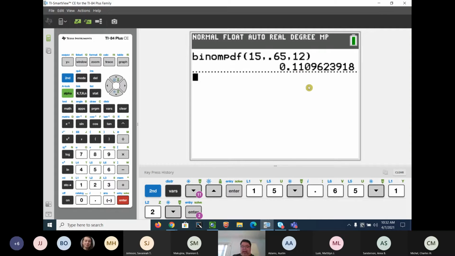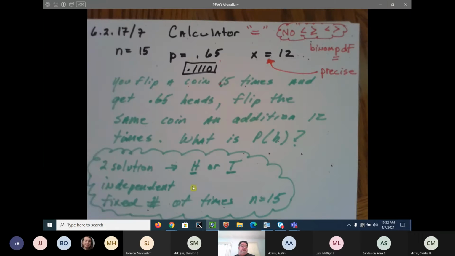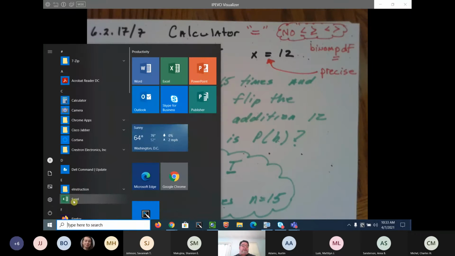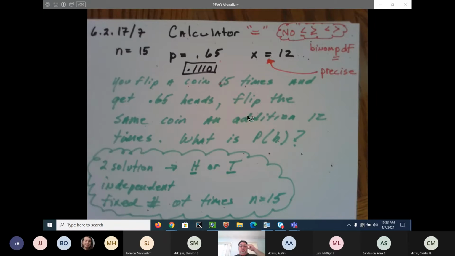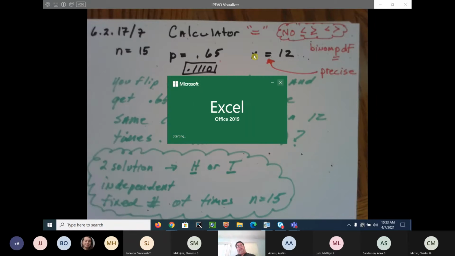0.1110. So the answer here is 0.1110. I'm just going to write that down right here, 1110. Now, the reason I haven't done this on the Excel spreadsheet, never had to, is because everybody's always had a computer or a calculator. So I assume you can.